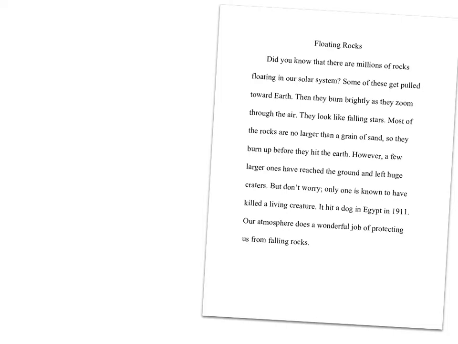So here we have some text that we can use to create a keyword outline called floating rocks. The first thing I'm going to do is look at the topic sentence. Did you know that there are millions of rocks floating in our solar system? I'm going to circle the main words in this sentence. I see millions, rocks, floating, and solar system. Now, I've circled 5 words, but in my keyword outline, I can only use 3.